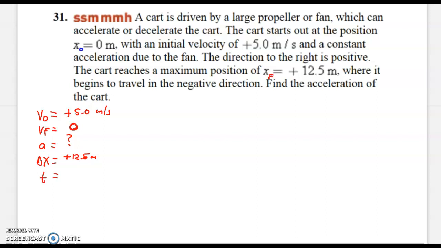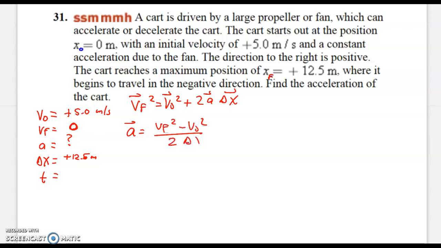Now, one way to do this is I could just go over to my formula sheet, look at the equations, and say what formula uses these 3 things and has the acceleration in it. And you'll quickly settle on final velocity squared equals initial velocity squared plus 2 times acceleration times displacement, like that. And so if you want to find that acceleration, one good way to do it is to solve for acceleration: final velocity squared minus initial velocity squared divided by 2 times the displacement there.